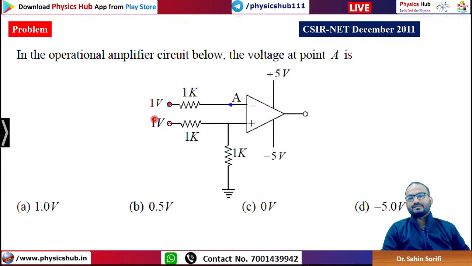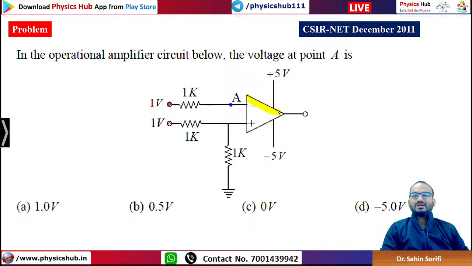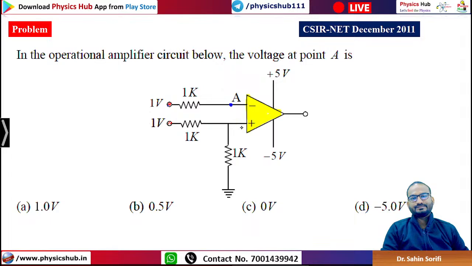Otherwise, this 1 volt will be reflected here. No? The input impedance of this op-amp is infinite, right? No current is entering into the op-amp. If there is no current entering into the op-amp, there is no current flow. So this 1 volt will be reflected here, and there is no feedback connection, so there is no point of virtual short. So 1 volt.